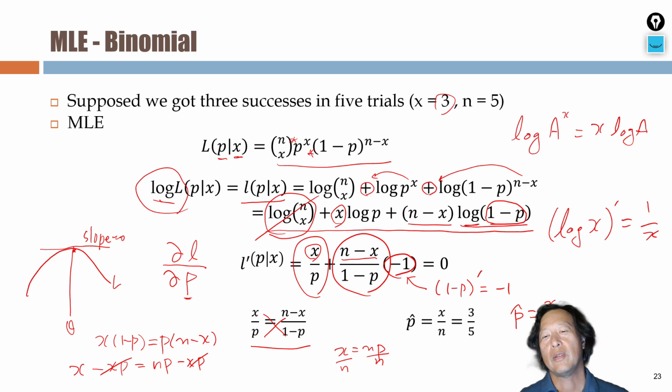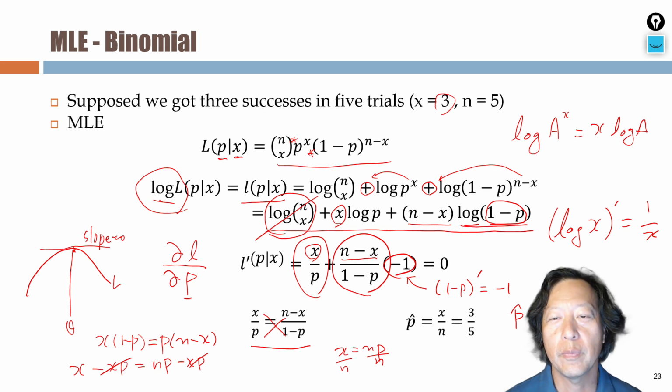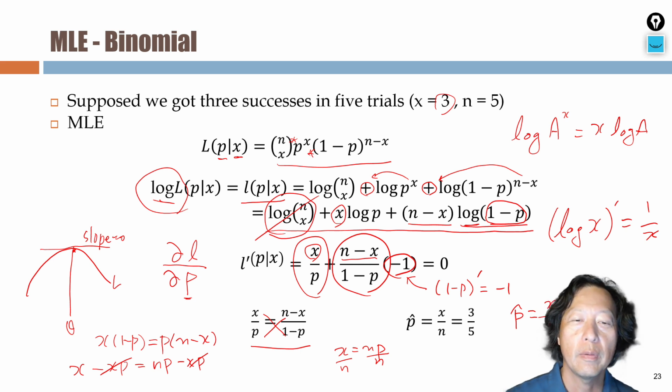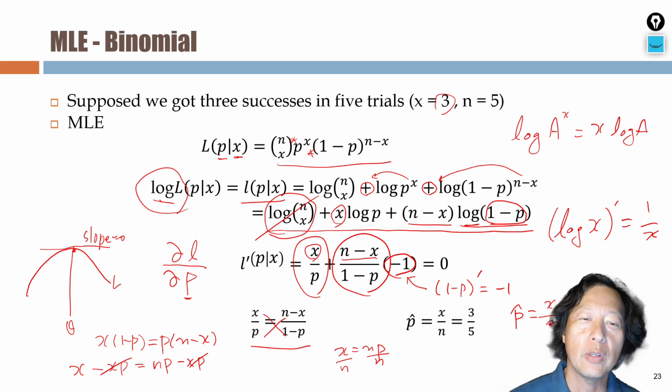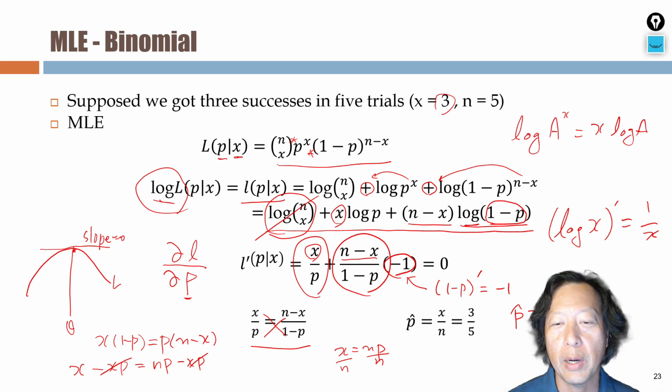Again, this is common sense. If you try 5 times and get 3 successes, what do you expect p to be? What could be the best estimator? It's just 3 over 5. This is pretty intuitive. However, there is a strong foundation for why we directly use 3 over 5. That's actually a good estimator of the population parameter.